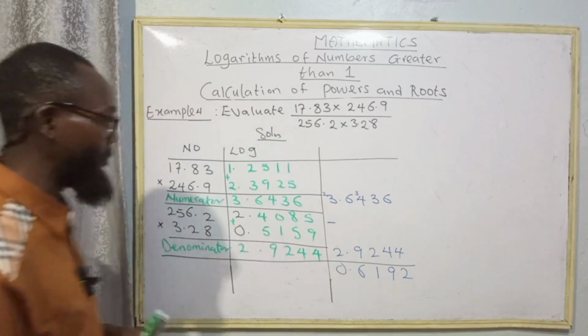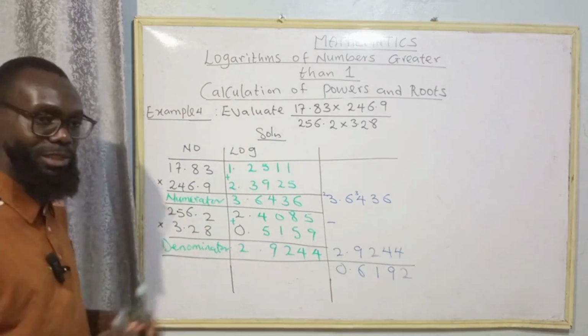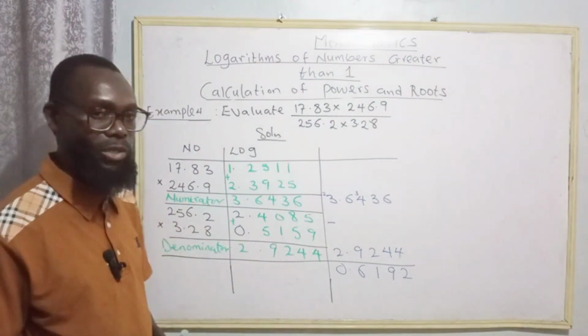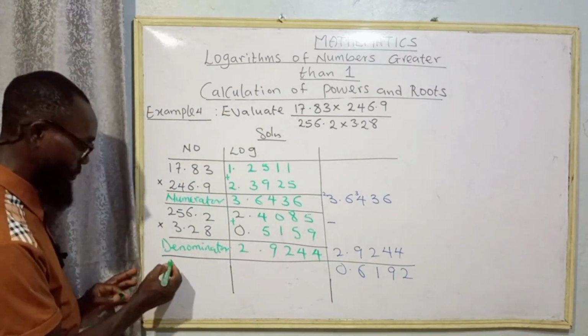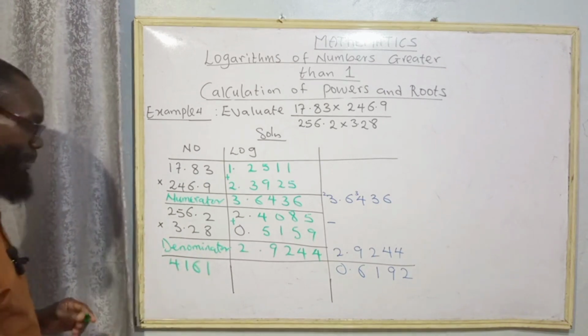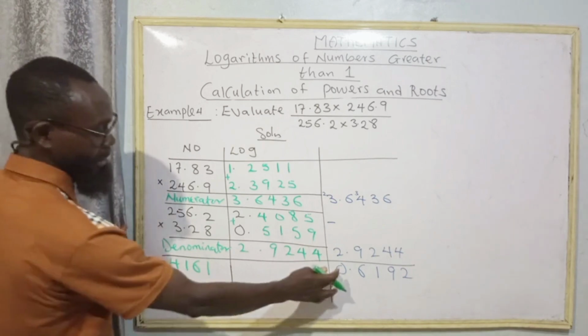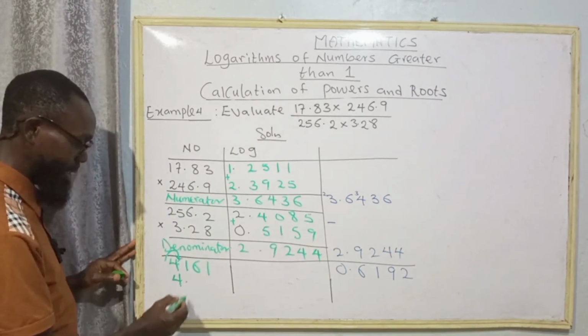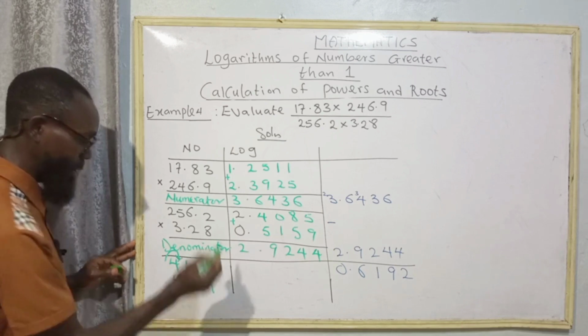Now, the next thing is to find our final answer. Check your anti-logarithm. 0.61 under 9 difference 2. So we have 4161. Now to locate our decimal point, you add 1 to this 0, making 1. So it shifts 1. That is 4.161.